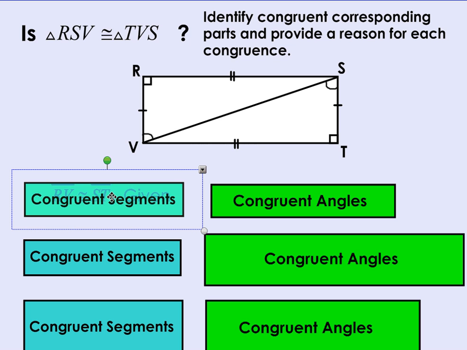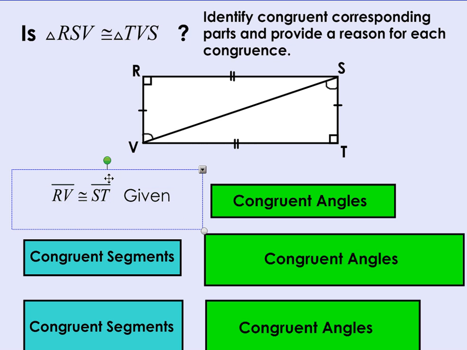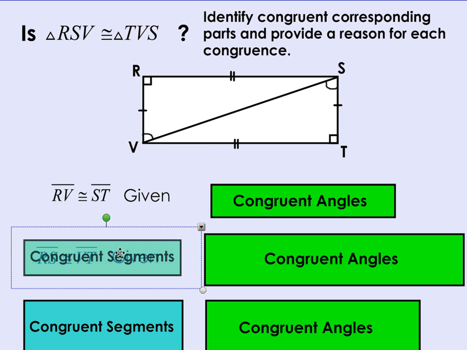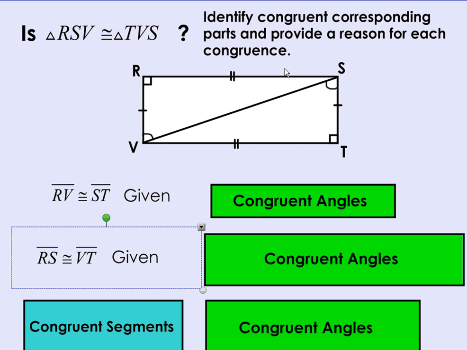So we can start by saying that RV and ST are congruent. If we look at this diagram, RV is this left side of the rectangle, and ST is the right side. They each have one tick mark, so that means that they're congruent to one another, and that's given to us because it's provided in the diagram. We can also say that RS and VT are congruent because they each have two tick marks marking them, and that was also given to us in the diagram.